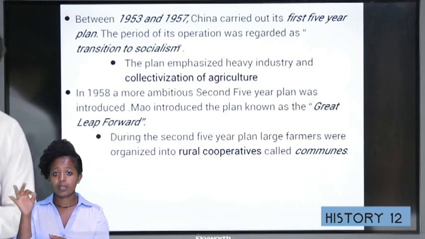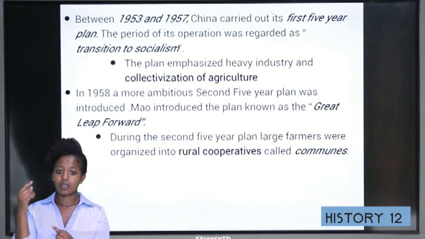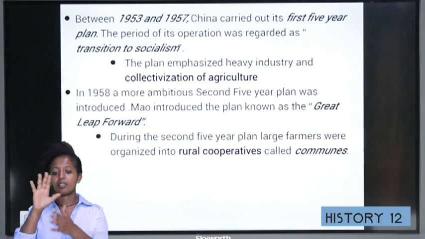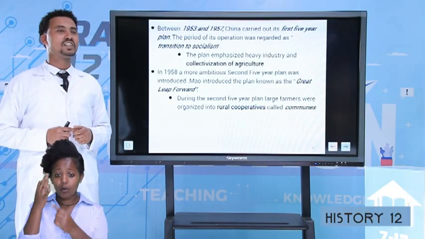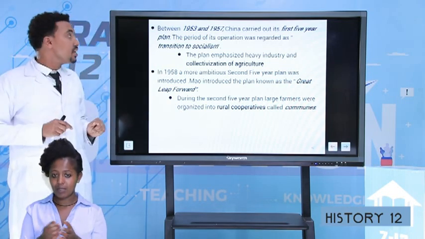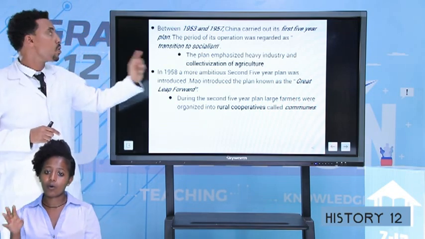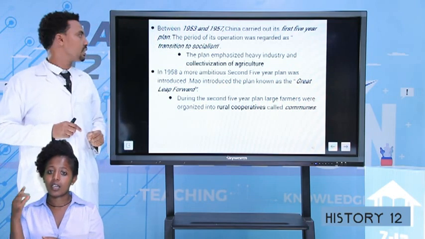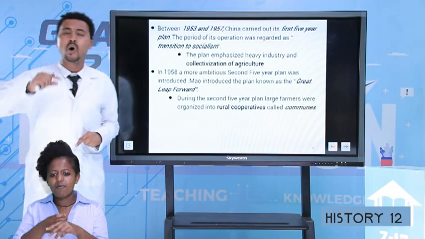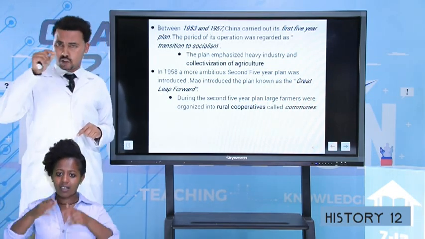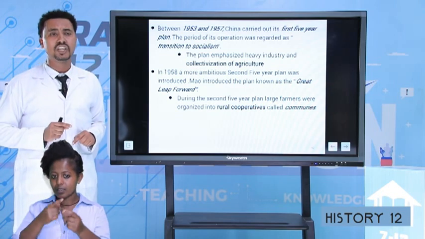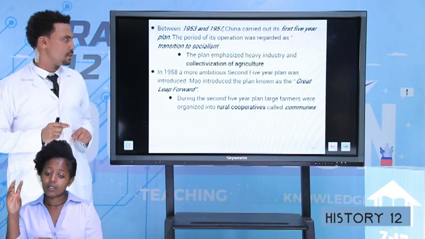Between 1953 and 1957 was Mao Zedong's first five-year plan. This five-year plan was known as the transition to socialism. This plan emphasized heavy industry and collectivization of agriculture. This was the first five-year plan of Mao Zedong, 1953 up to 1957.